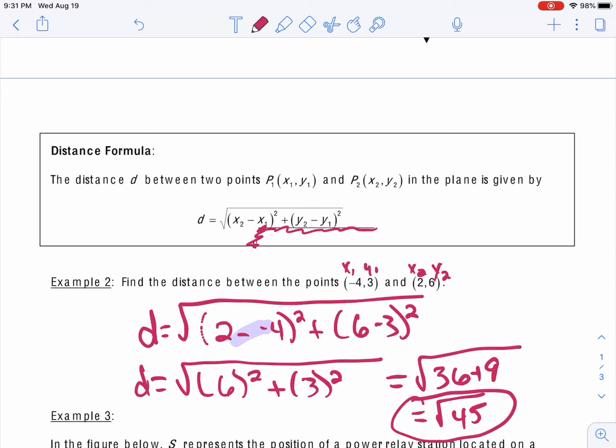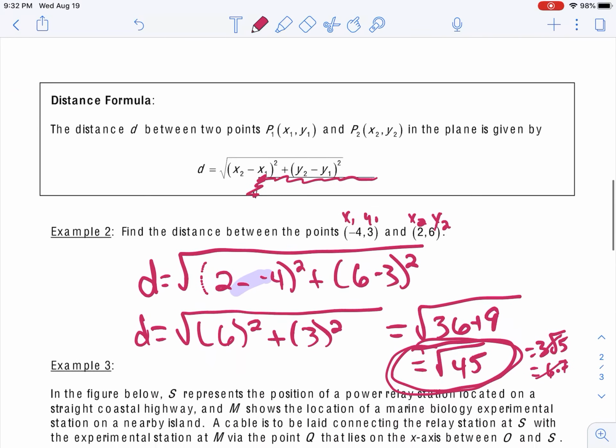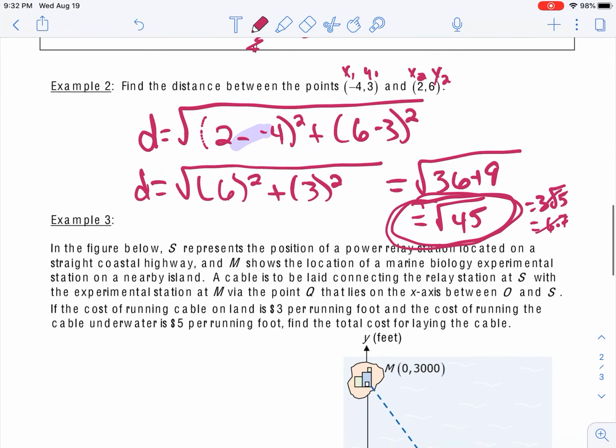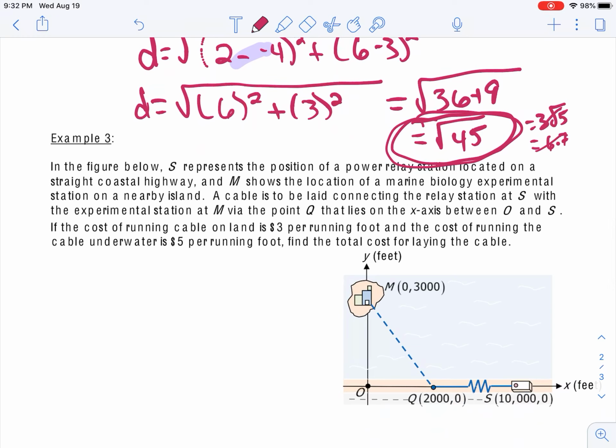You do not have to turn that into a factor tree and do all that. You can if you want to. The answer would be 3 square roots of 5 because that's 9 times 5. But you don't have to go this route. It is the true answer, but you don't have to. Or you could put it in your calculator and I think get 6.7. But you don't have to do that either. You are more than welcome to leave it as 45. Okay? And then, since this is math modeling, we need to start putting some story problems together.